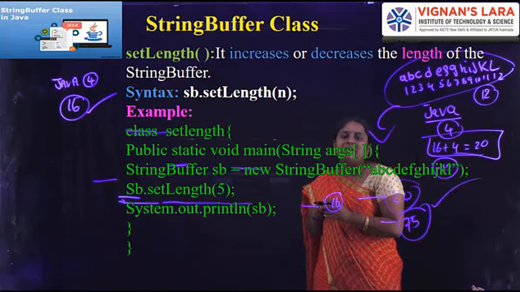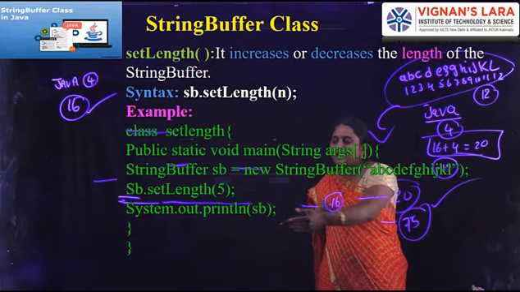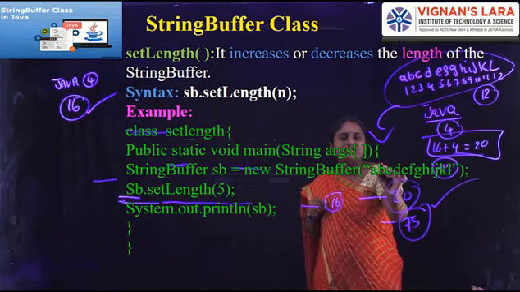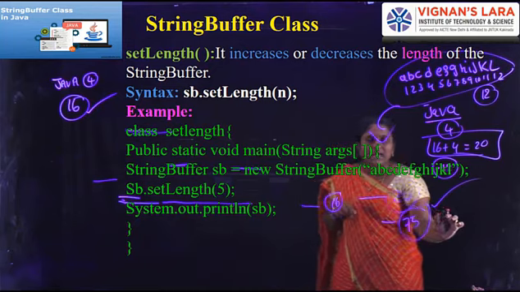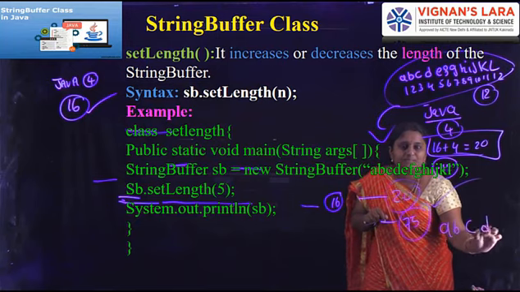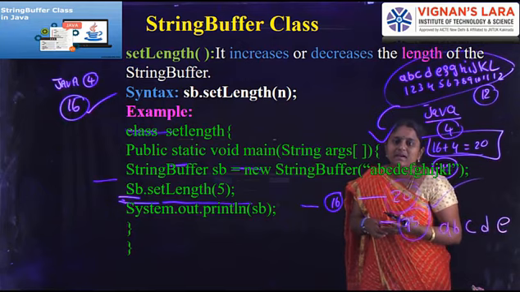After applying the setLength method, what is the output of this statement? Whenever I call System.out.println(sb), only 5 characters are displayed: a, b, c, d, e. Okay, that is the purpose of the setLength method.